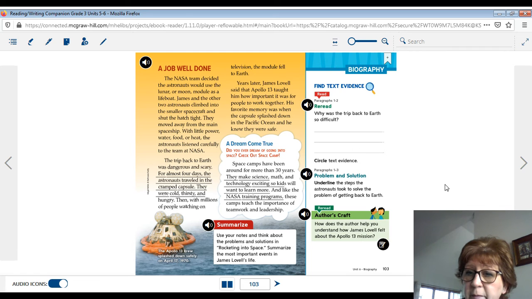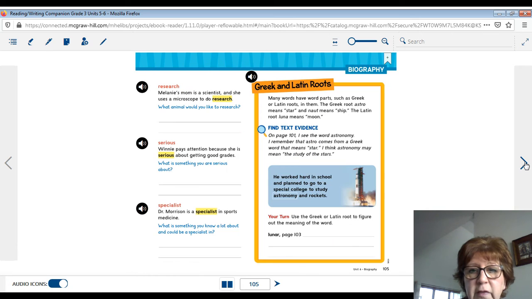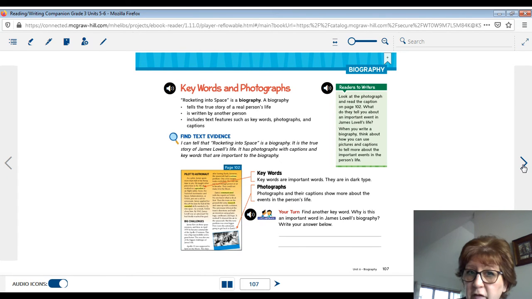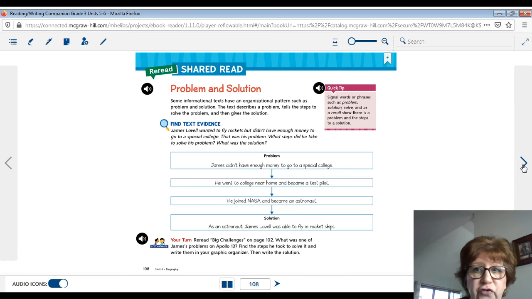As we go through some of these other pages, I think we've pretty much covered everything we need to cover. I've already talked about the Greek and Latin roots. Remember, rereading is my go-to strategy. If you don't understand something, go back and reread. If you need to find the answer to a question, go back and reread. That's going to help you more than anything else. We talked about keywords. Photographs, of course, are pictures taken with a camera, as opposed to illustrations, which are drawn by an artist. Problem and solution.